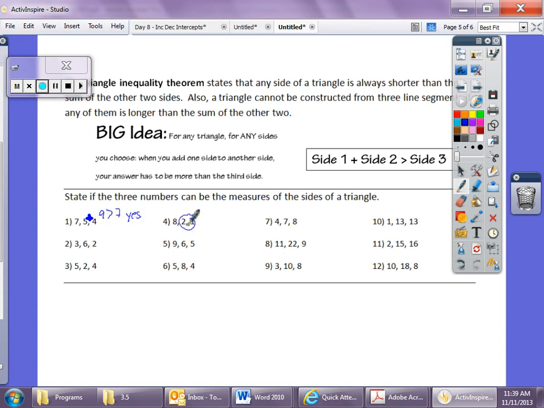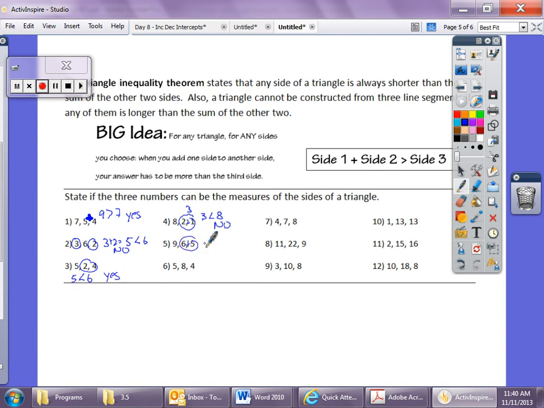We add the two smaller ones. Well, 3 is less than 8. This is no. Or here's number 2. We add the two smaller sides. 3 plus 2 is 5. 5 is smaller than 6, so this is no. We add the two smaller ones. That's 6. 6 is greater than 5, so this is yes.